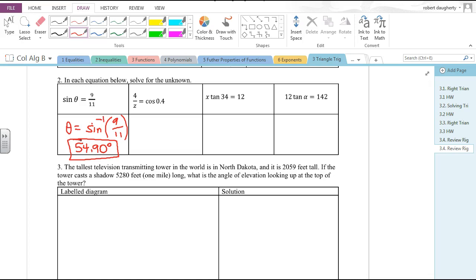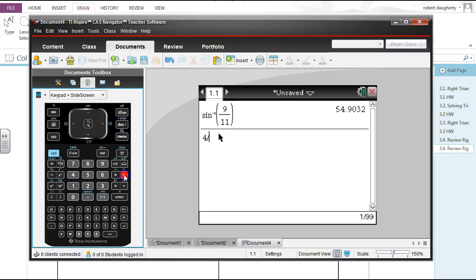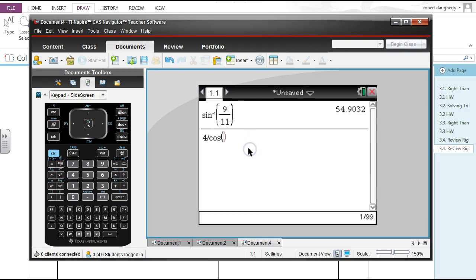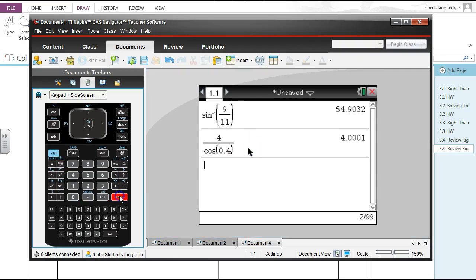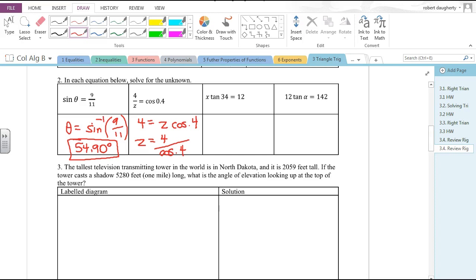The next one, solving for z. 4 over z is equal to the cosine of 0.4. That means that 4 is equal to z times the cosine of 0.4, or z is equal to 4 divided by the cosine of 0.4. So on my calculator, I will have 4 divided by the cosine of 0.4 and that is 4.0001. So I'm just going to say that z is equal to 4.00 or 4. Not a lot of space for this one.